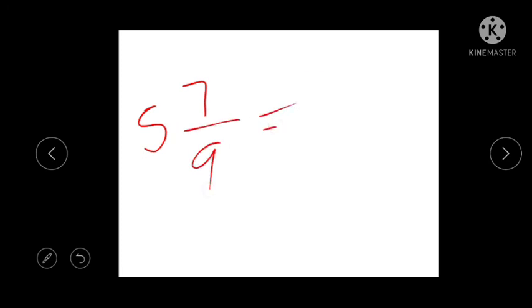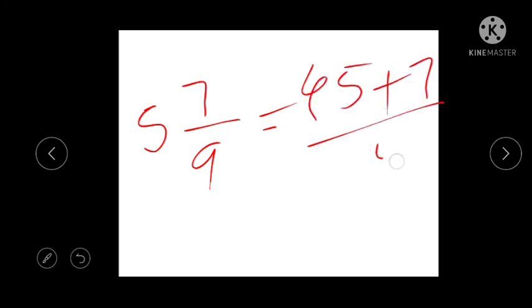One more example, 5 7/9. First 5 into 9 is 45, then plus 7, 45 plus 7, divided by the denominator, which is 9. Write this denominator, don't change it. What is 45 plus 7? 52. So the answer is 52/9. 5 into 9 is 45, 45 plus 7 is 52, so 52/9.